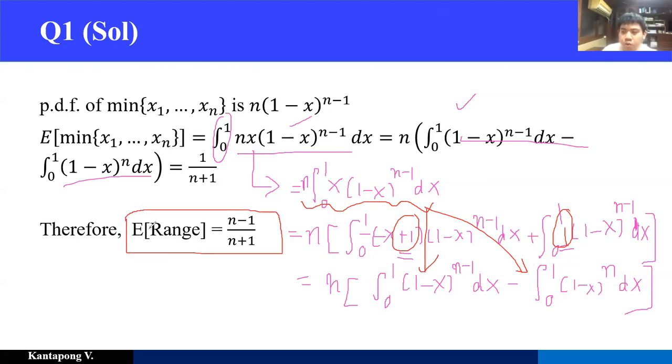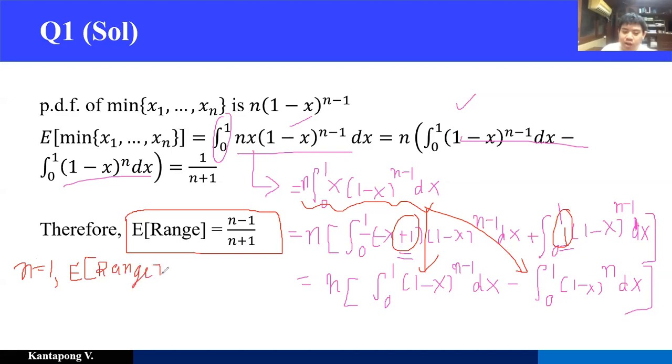So after you get this answer, you may be reluctant to say whether your solution is correct or not. One way is to do a sanity check. The sanity check is that you plug in the extreme values. So if n equals 1, what should the range be? E of range should be 0, right?